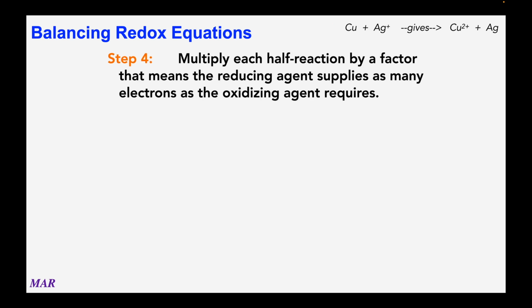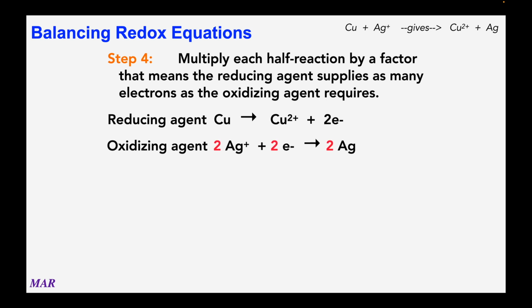So in this step, we want to multiply both of those half reactions by whatever we need to, so that when we combine them, the electrons will cancel out. So the copper going to copper 2 plus and 2 electrons is fine, but if you remember, the silver plus only gained 1 electron to become silver. So if we combine those as is, the electrons wouldn't cancel. So let's multiply the other reaction by 2. That means 2 silver plus reacts with 2 electrons to make 2 silver metals.